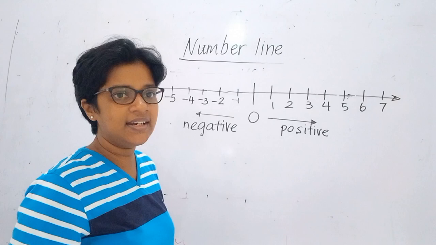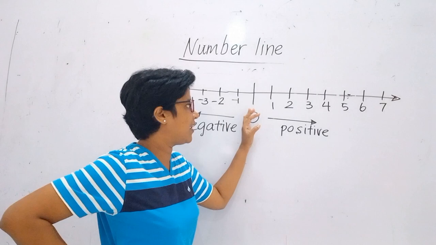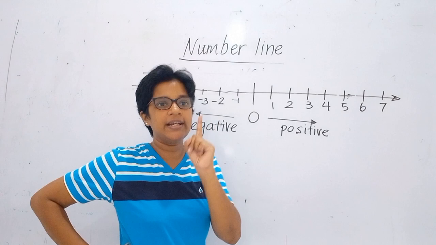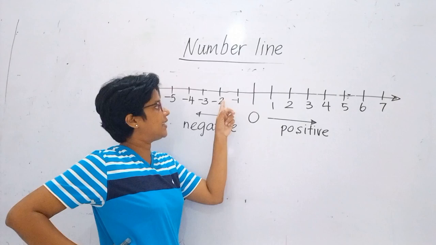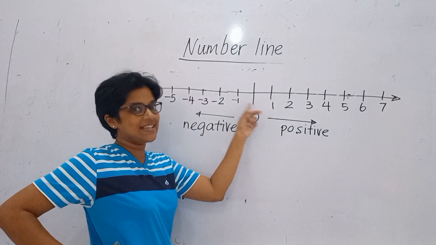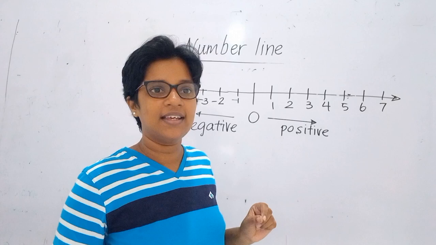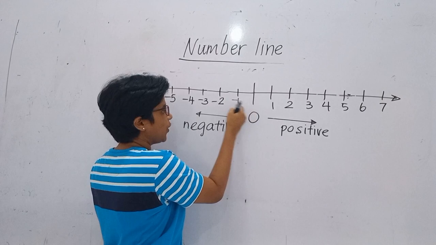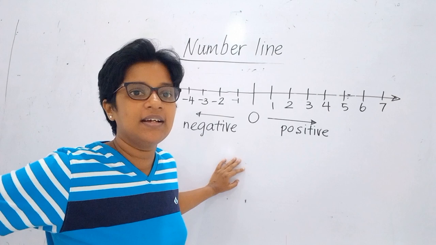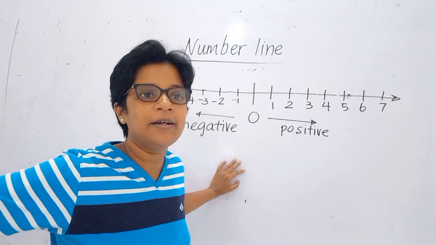The meaning of negative 1 is it is 1 unit less than 0. 1 unit less than 0. 2 units less than 0. 3 units less than 0. 4 units less than 0. 5 units less than 0, like that. Number of units less than 0. Number of lengths less than 0. Is it clear? That is the meaning of negative, how many units we go to the left of 0. Is it clear?